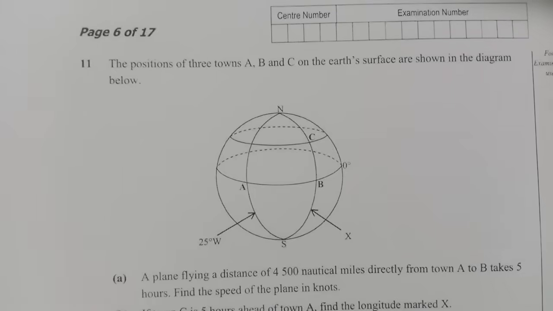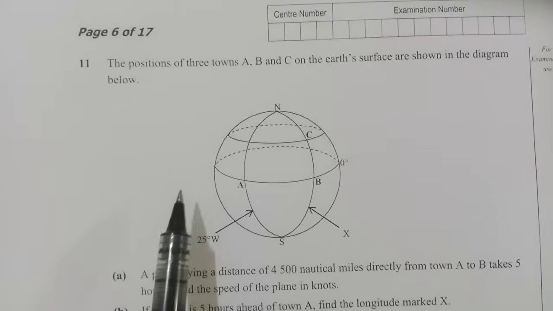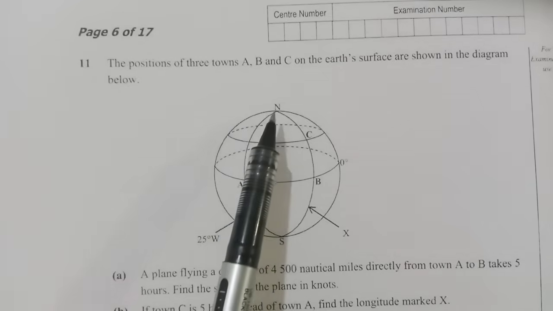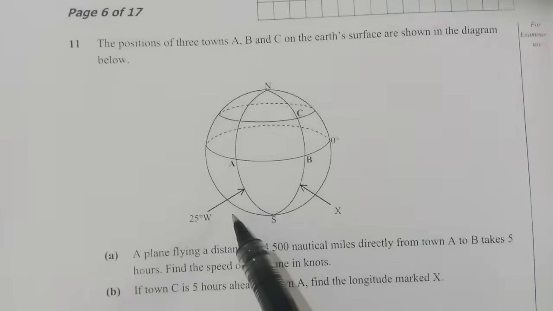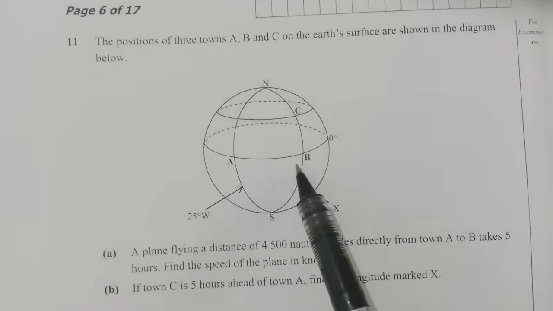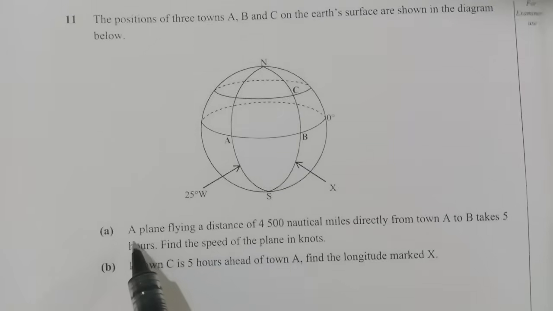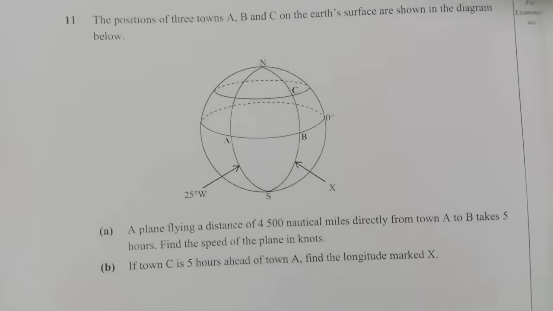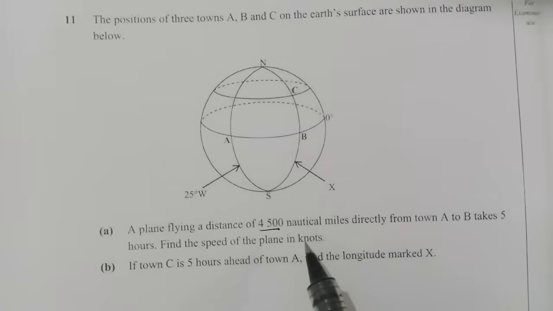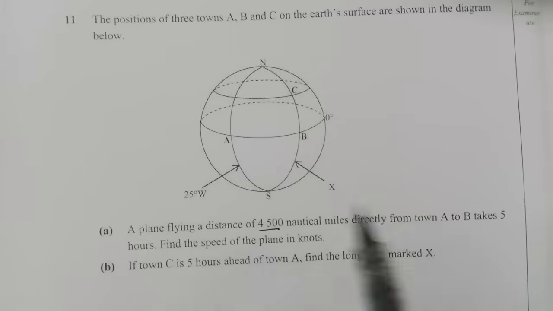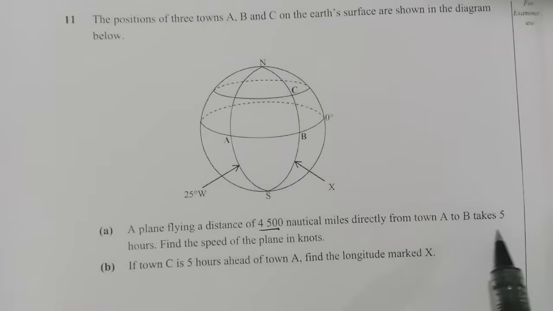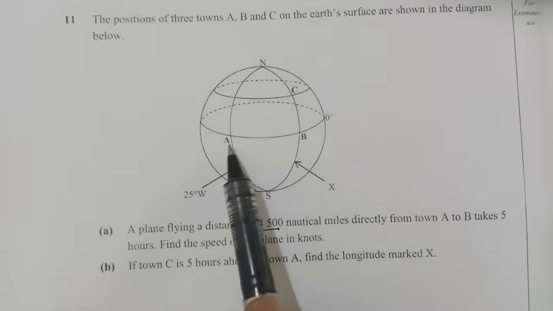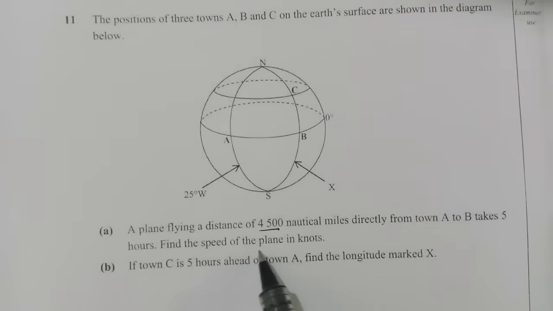All right, so for question 11 here, they're saying the positions of 3 towns A, B, and C on the Earth's surface are shown in the diagram below. So we have a diagram over here. A is right here, B, C is here. So they say a plane flying a distance, very important, of 4,500 nautical miles directly from town A to town B takes 5 hours. Find the speed of the plane in knots.